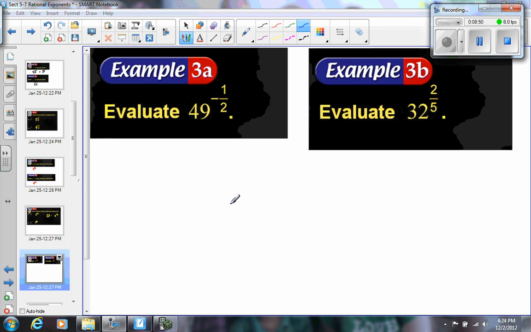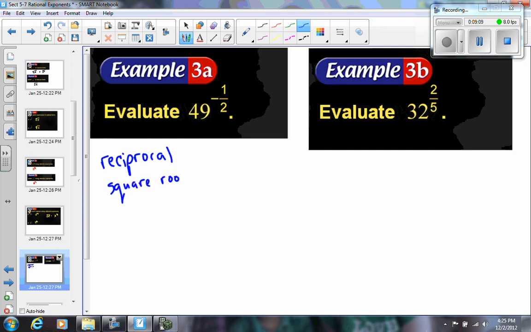Okay, now on this next one, we're going to have to remember what our exponent rules are. Remember what a negative means. Negative means reciprocal. So I'm going to flip that over. And what does a half mean? A half means square root. So I'm going to take the square root of 49, but I'm going to flip it over, so I end up with 1/7. So it's the square root of 49, but it's 1 over that.